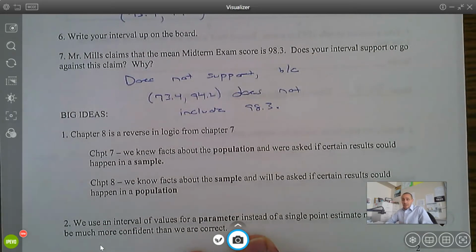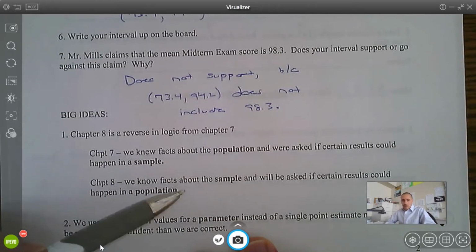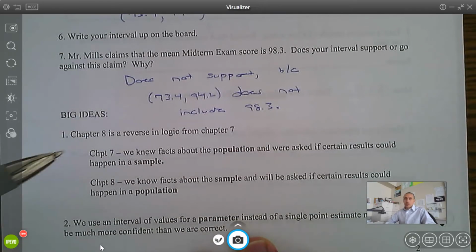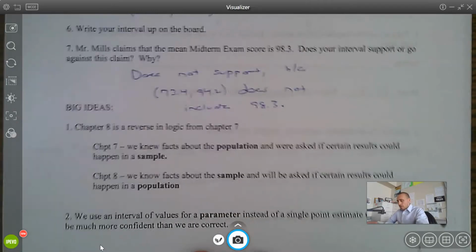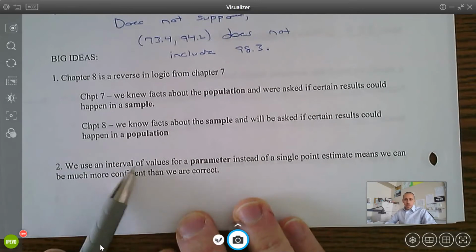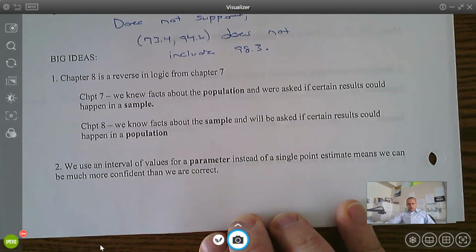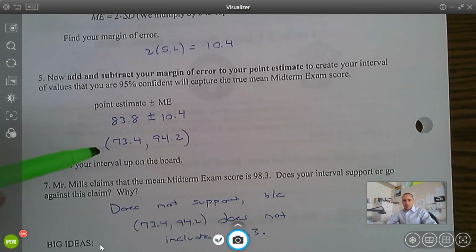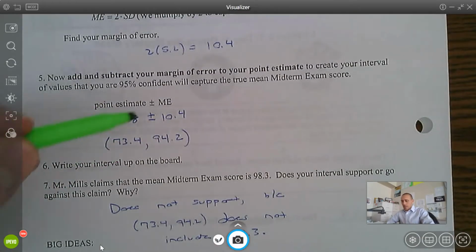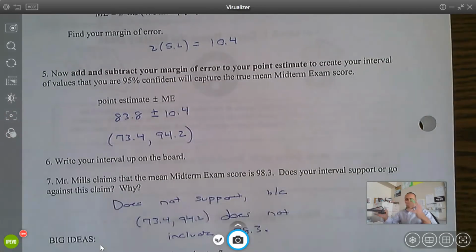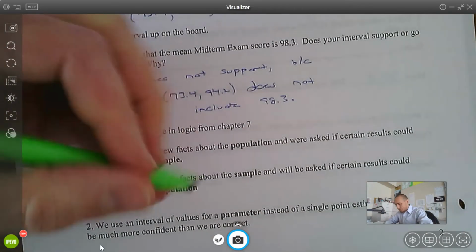All right. In reality, we're not going to know about the population parameters. Otherwise, why would we ever take samples? So in chapter 8, now we know facts about the sample, and we're going to ask, could these results happen in a population? So we're going to be estimating these parameters. The reason we use an interval of values instead of just a single point is that we're going to be a lot more confident with an interval. So I'm going to be a lot more confident saying, you know what, the real mean midterm score is somewhere between 73.4 and 94.2, instead of saying, I'm absolutely certain the real mean is 83.8. It gives us a little bit of variability there. All right.